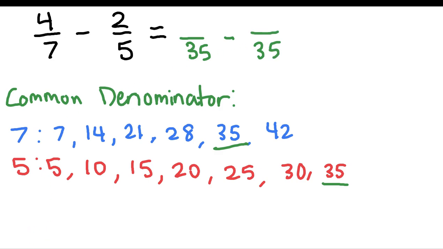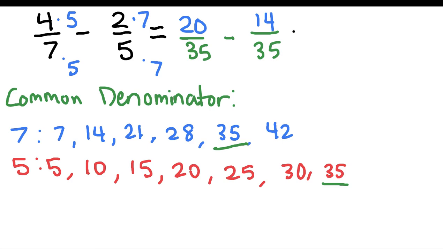Now we need to do the same thing that we did in the last step, multiply. So to get from 7 to 35, we had to multiply 7 by 5. And since we multiplied 7 by 5, we also have to multiply 4 by 5. And the dot, of course, just signifies multiplication. So 4 times 5 is 20, so we get 20 over 35. And then to get from 5 to 35, we have to multiply 5 by 7. So we're going to also multiply 2 by 7. And 2 times 7 is 14.